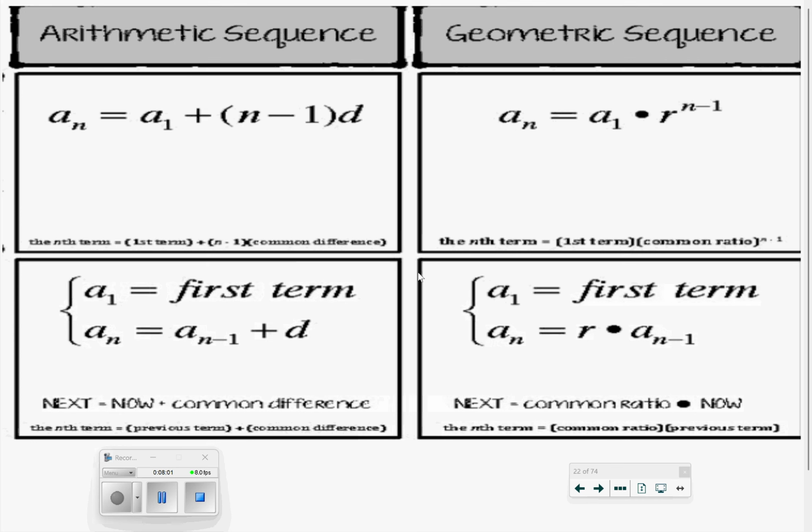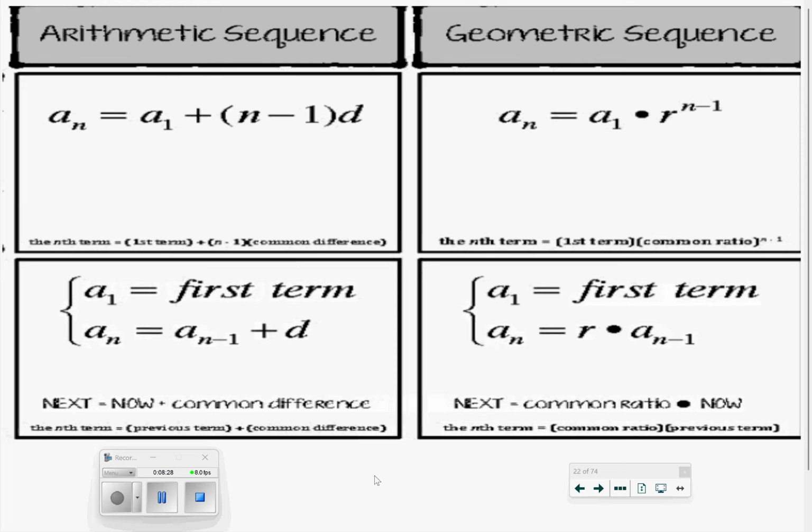Okay. Now the geometric sequence is the same thing, except instead of adding, you're multiplying. So I know we got multiplying here because you're adding multiple times. Here it's just you're multiplying multiple times. You're going to raise it to an exponent. Okay, and that's the explicit. The recursive is the first term times the common ratio, or the previous term times the common ratio.